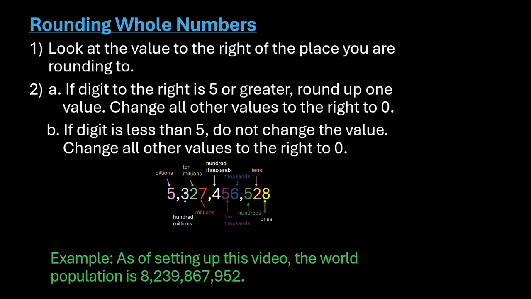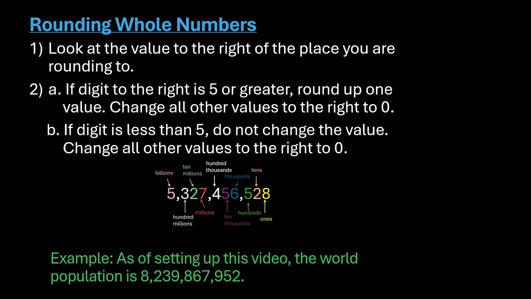So the first thing that you're going to do is figure out what place you're going to round to, and then you're going to look at the value to the right of the place you are rounding to. If that digit to the right is 5 or greater, so 5, 6, 7, 8, or 9, then you're going to round up one value, and you're going to change all other values to the right of that place that you are rounding to 0. If your digit is less than 5, so 0, 1, 2, 3, or 4, you are not going to change the value, and you will change all other values to the right to 0.